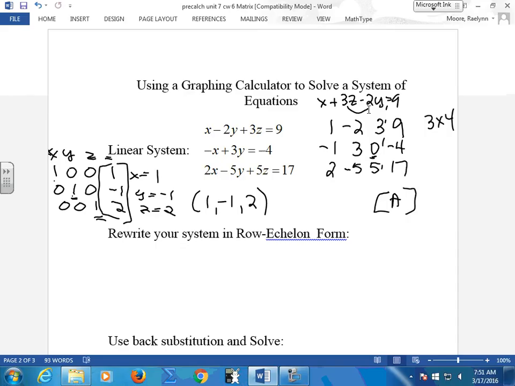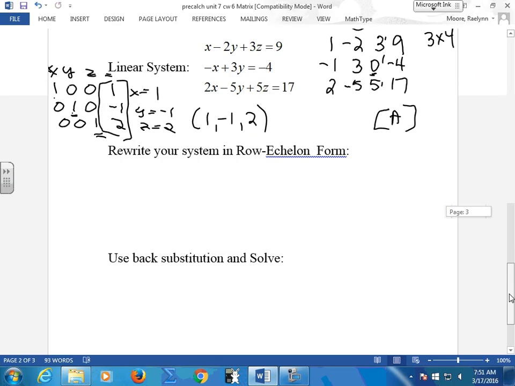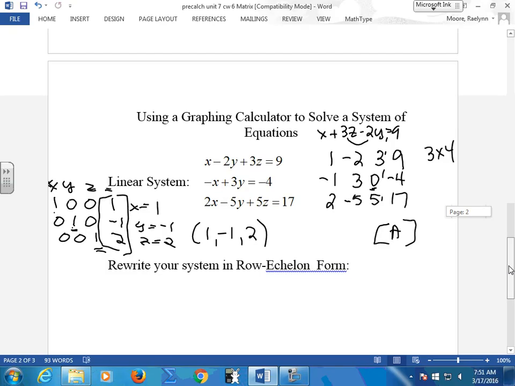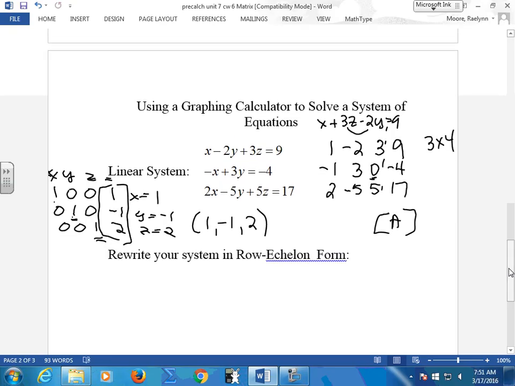And basically, that's what I want you to get out of this today, is just figuring out how to work with the matrix, being able to put it in your calculator, find the dimensions of it. Tomorrow we'll do some operations with it.